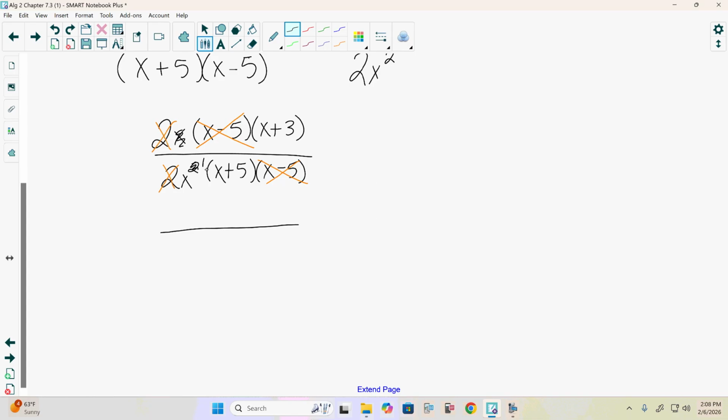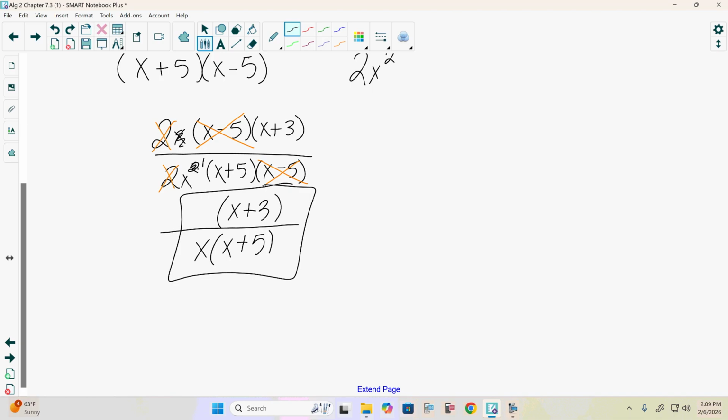So 2 minus 1 is 1. Since it's bigger on bottom, it stays on bottom. So we'll still have the x on bottom. And we'll still have the x plus 5. The only thing left on top is x plus 3. So it's going to become x plus 3 over x times x plus 5.